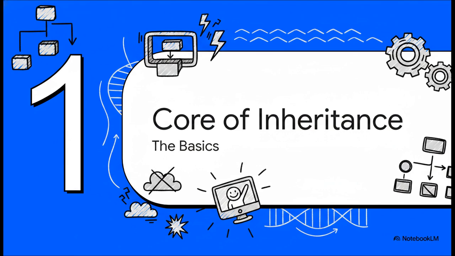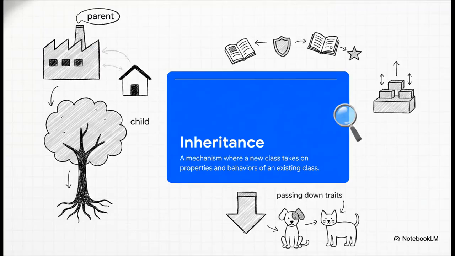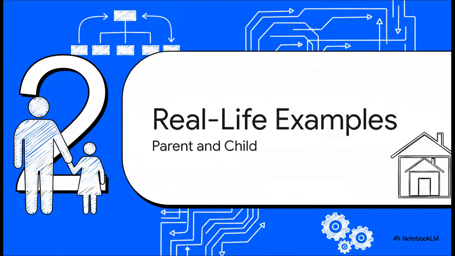All right, let's kick things off with part one, the core of inheritance. At its core, inheritance is simply a mechanism where a new class takes on the properties and behaviors of an existing class. Honestly, that's really it. It's literally just the act of passing down traits from one thing to another so that you never have to do the exact same hard work twice. You build a strong foundation once, and then you just let your new classes inherit all that great work. Simple, right?